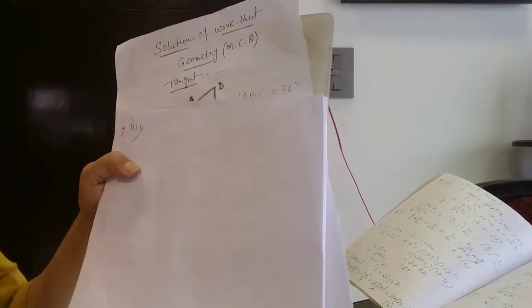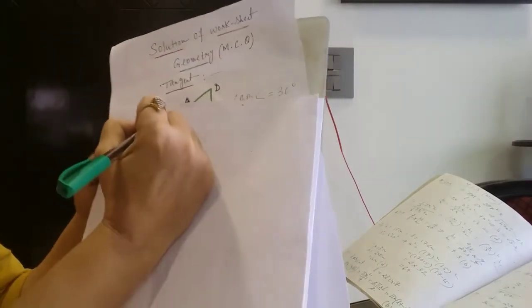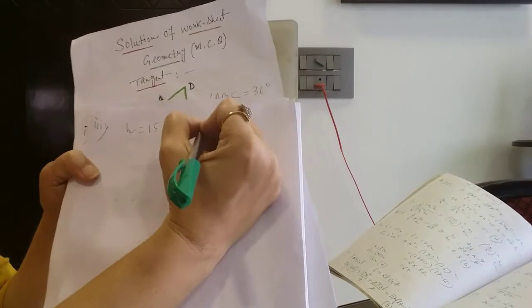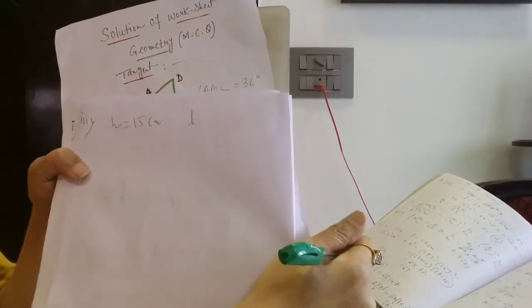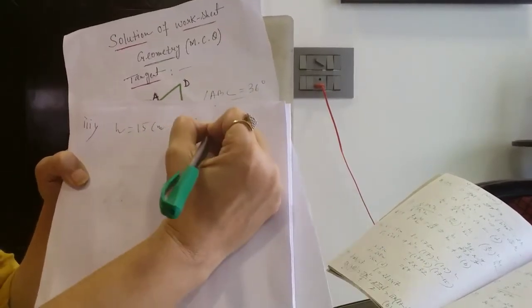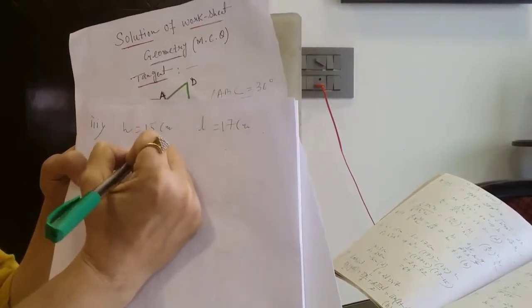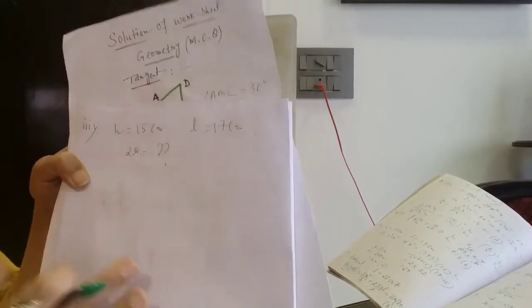Here the height and slant height of a cone are given. Height means h, given as 15 centimeter. Slant height means L, given as 17 centimeter. You have to calculate the diameter, which is 2r.